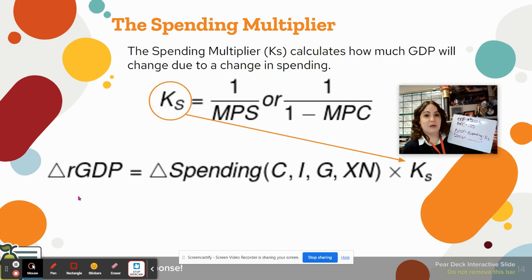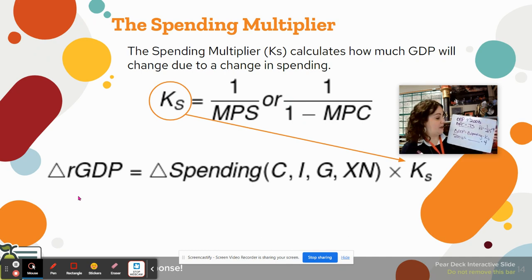And on the screen, you see that the spending multiplier is 1 over MPS. Well, MPC is given at 0.75, and the KS formula, 1 over MPS, would be 1 over 0.25. Because remember, these two added together equal 1. 1 over 0.25 is 4. So 4 is the spending multiplier.